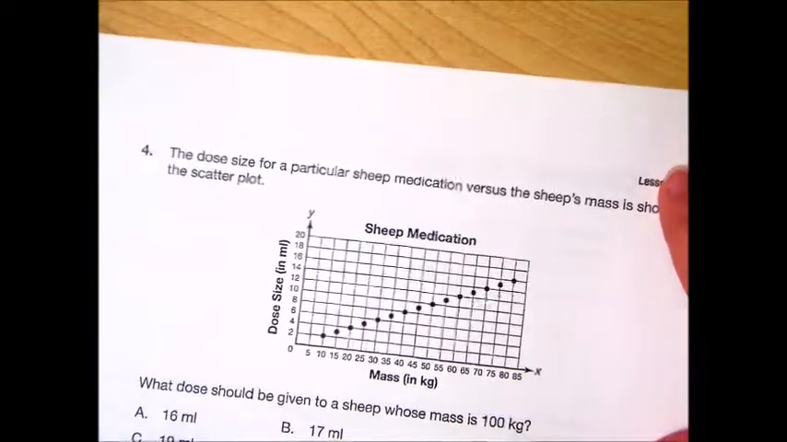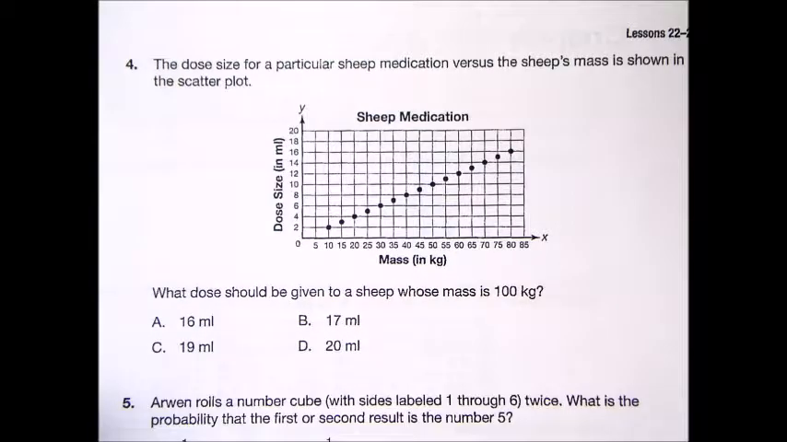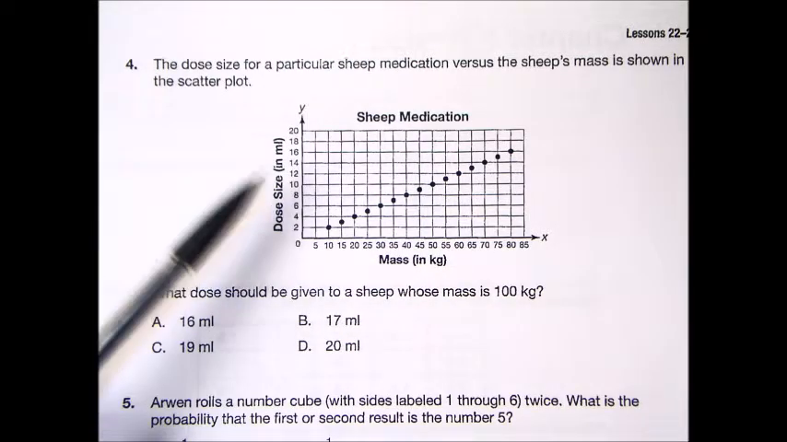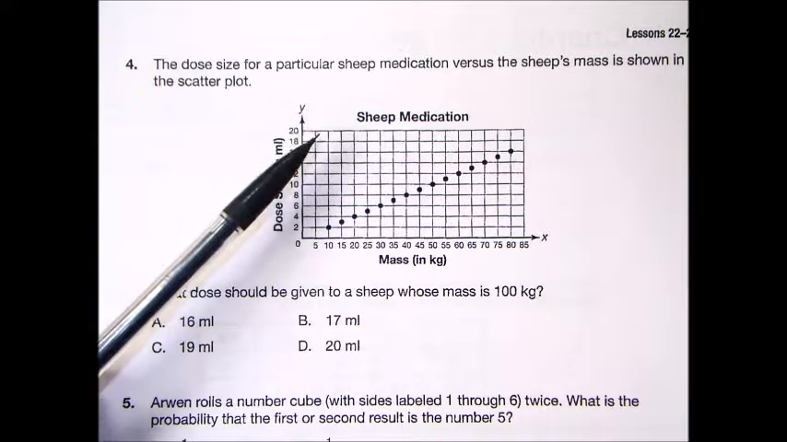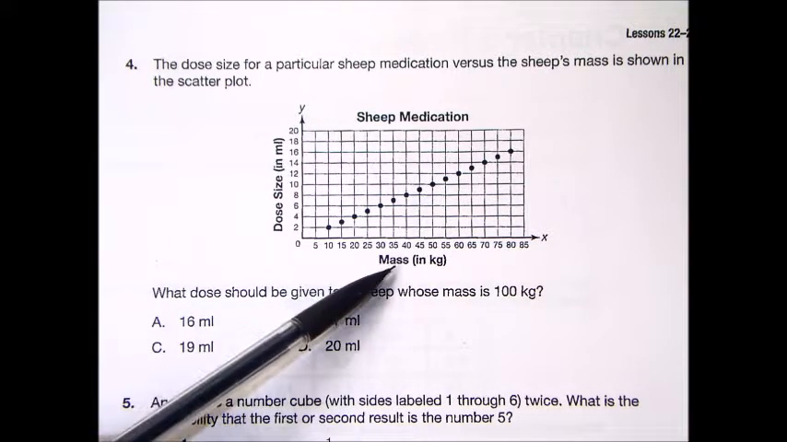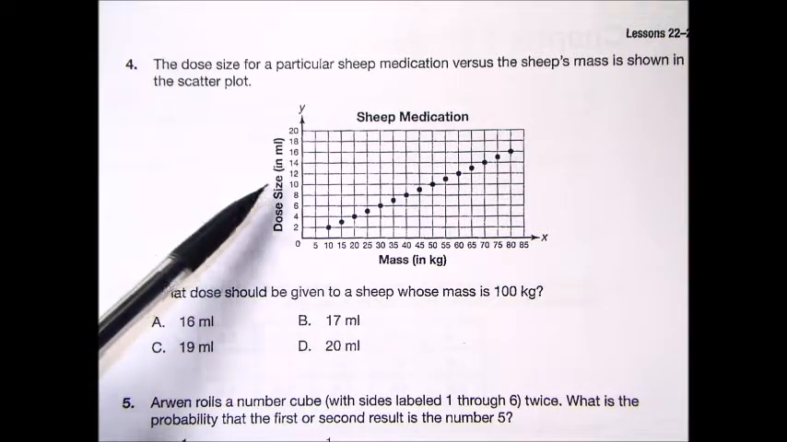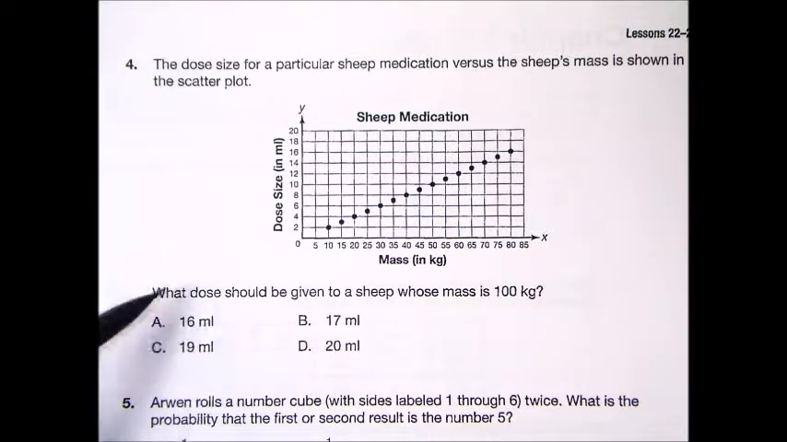Number 4, particular... Get my phone. Okay, so we were talking about the dose size for a particular sheep medication versus the sheep's mass. So the bigger someone, or I guess in this case, the bigger a sheep is, you want to give them more medicine. So it says what dose should be given to somebody who's 100 kilograms.